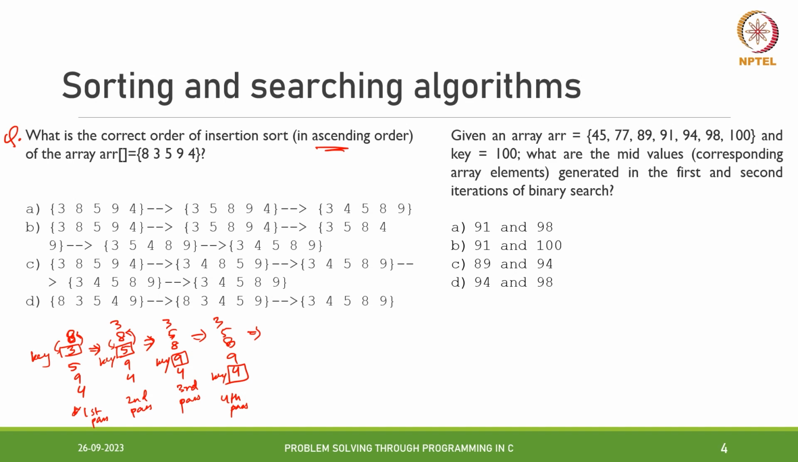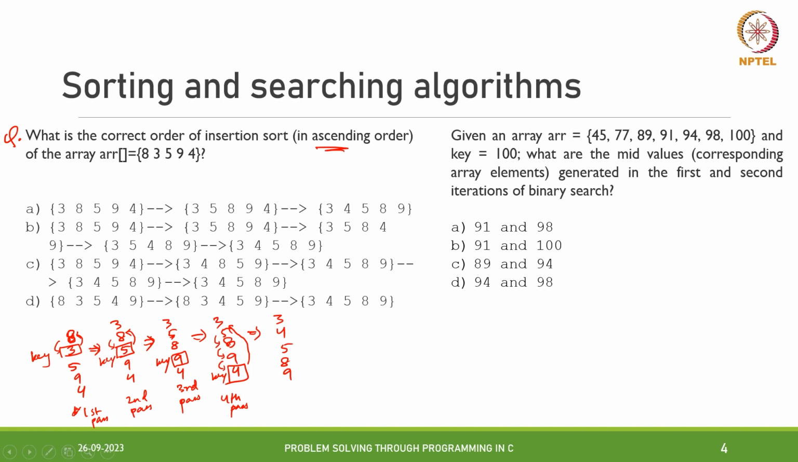Then after it reaches here, it will check 4 against 8. It will find that 4 is less than 8, so it will again swap. Then it will check with 5. It will find that it's smaller, so it will again swap with 5. So finally this goes over here, and this all gets shifted down. So we get 3, 4, 5, 8, 9.